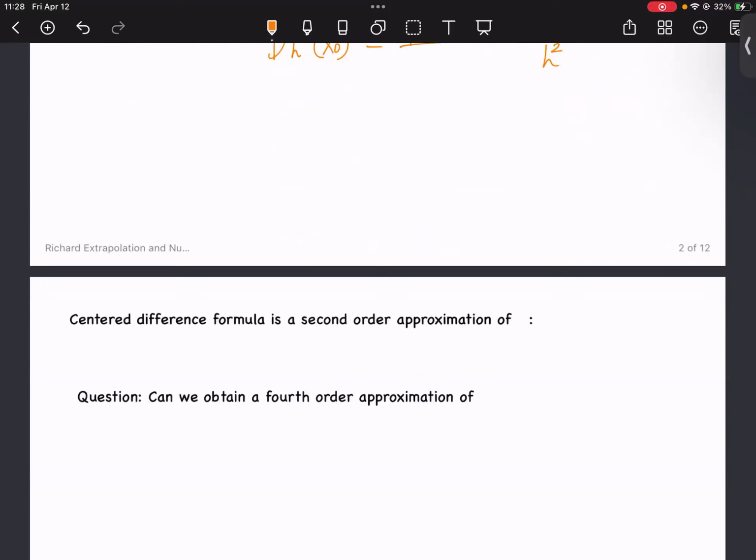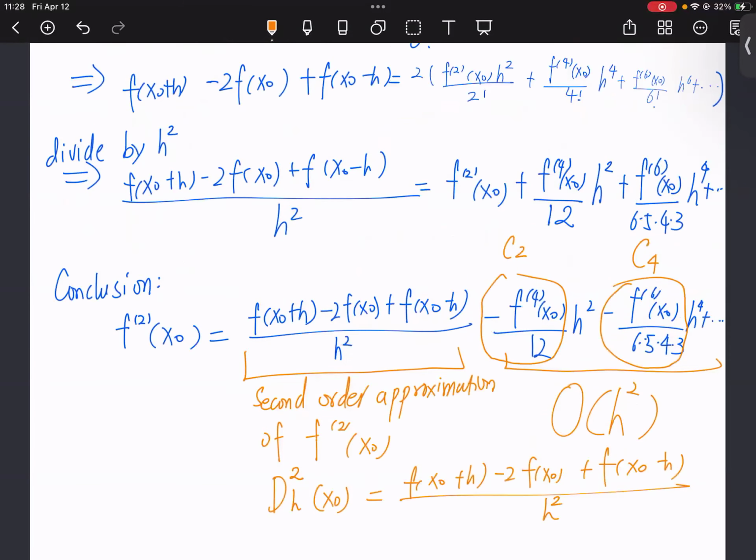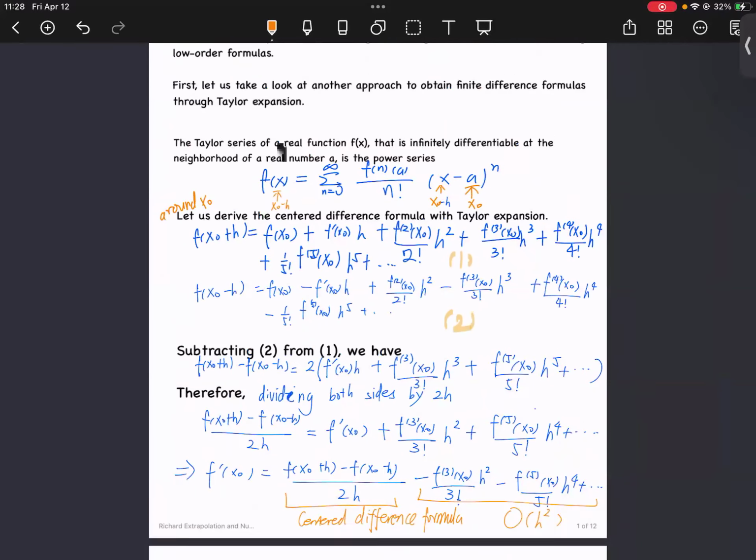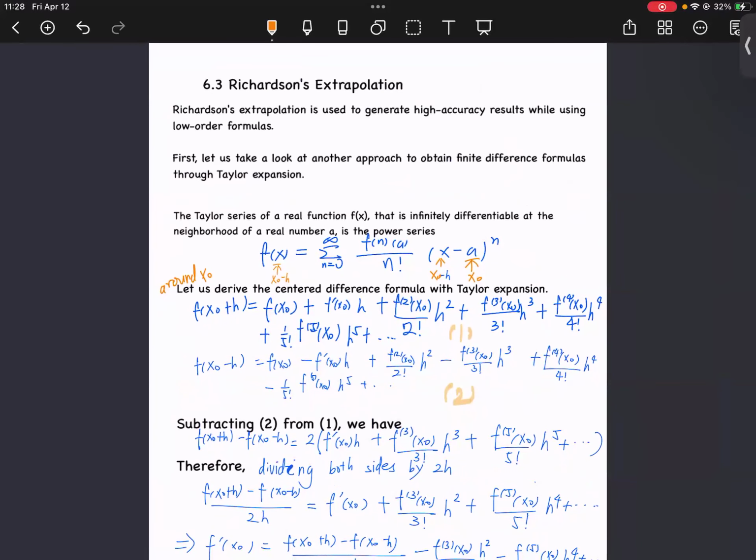So the next, okay, the standard difference formula is a second order approximation. So let's go back to here. From the very beginning, we mentioned the Taylor expansions, and we are going to use the Taylor expansions to derive the standard difference formula, right? The standard difference formula is here.